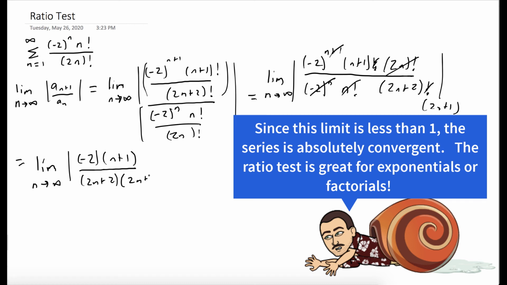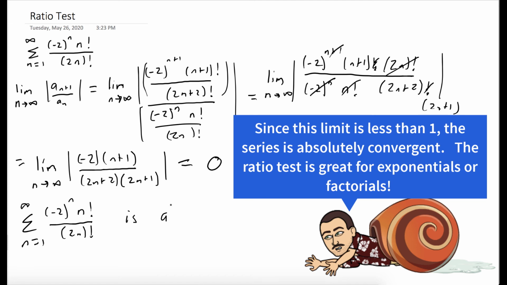Well, the degree of n in the numerator is 1, the degree of n in the denominator is 2, so this limit is equal to 0, which is definitely less than 1. And so by the ratio test, we know that our series, the sum from n equals 1 to infinity of (-2)^n times n factorial over (2n) factorial is absolutely convergent.